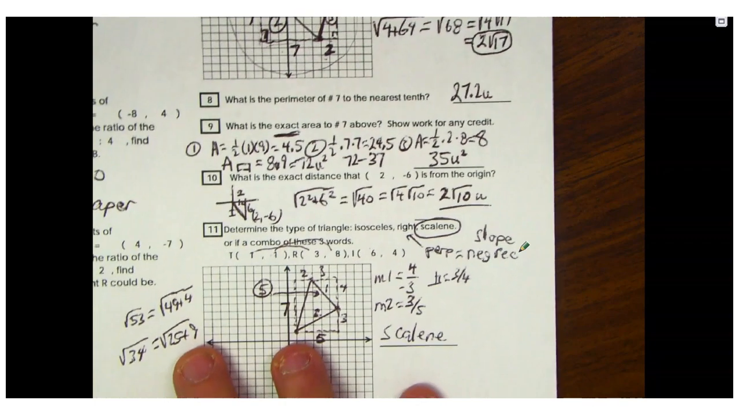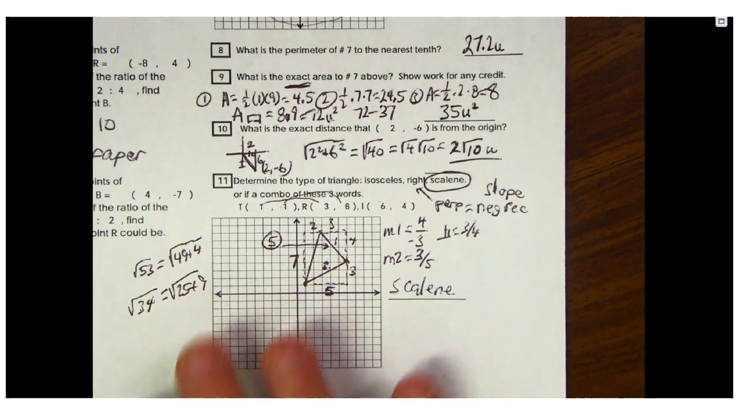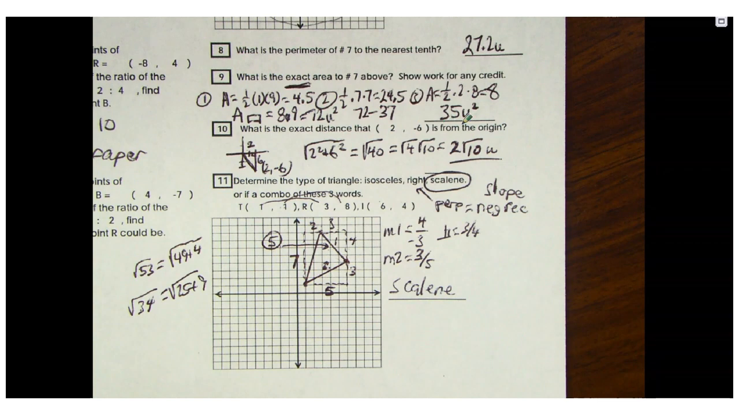Okay, number 10 and 11. What is the exact distance that (2, -6) is from the origin? So I was testing you to see if you know what the origin is. (0, 0). I went right 2 and down 6. Now I can draw a right triangle and do the Pythagorean theorem again, just like we were doing up here. So the square root of 2 squared plus 6 squared. Square root of 40 breaks down to square root of 4 times square root of 10. Square root of 4 is 2. So 2 root 10, and then it's units again because I'm finding distance, not area. And remember, volume, the next module, is cubed.